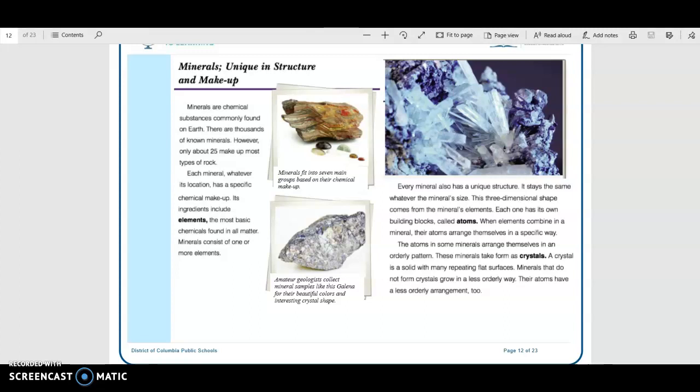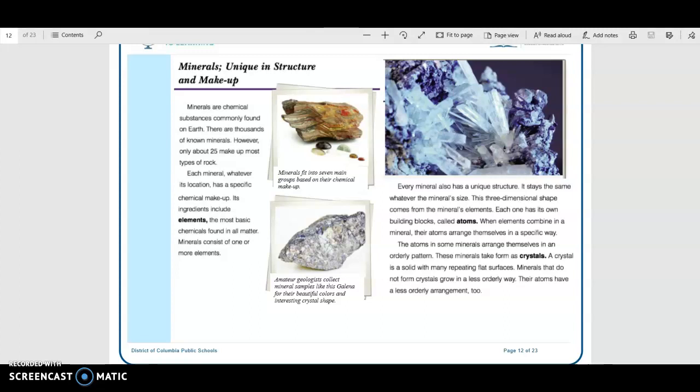There are thousands of known minerals. However, only about 25 make up most types of rocks. Each mineral, whatever its location, has a specific chemical makeup. Its ingredients include elements, the most basic chemicals found in all matter. Minerals consist of one or more elements.